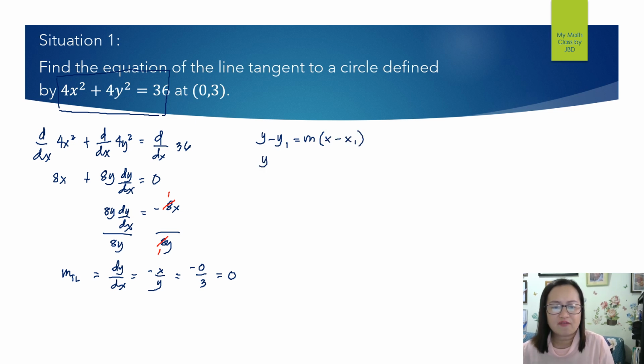So we will have y minus 3 equals 0, x minus 0. Then the right side would be equal to 0. The left side would be y minus 3. Transposing 3 to the other side, we will have y equals 3. Y equals 3 is indeed a horizontal line.